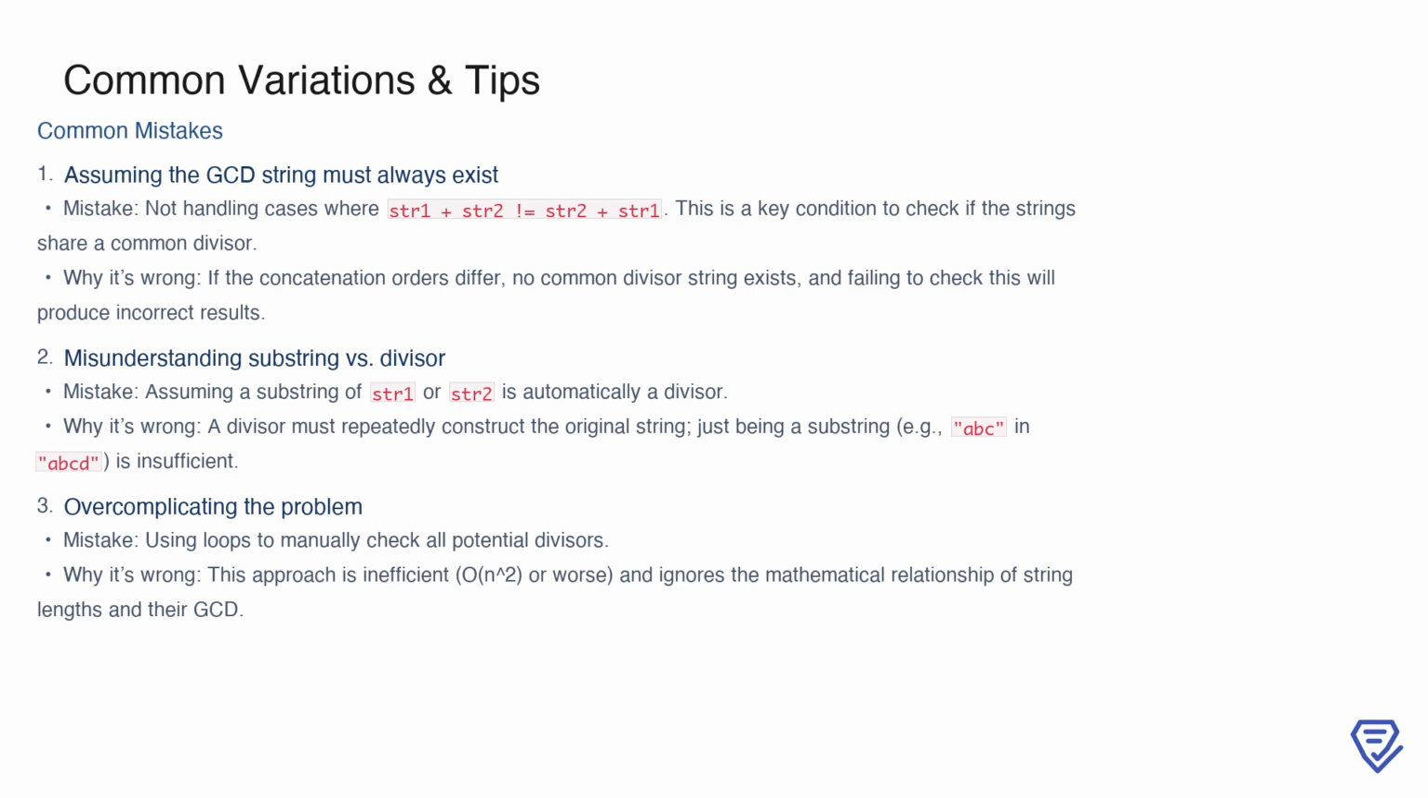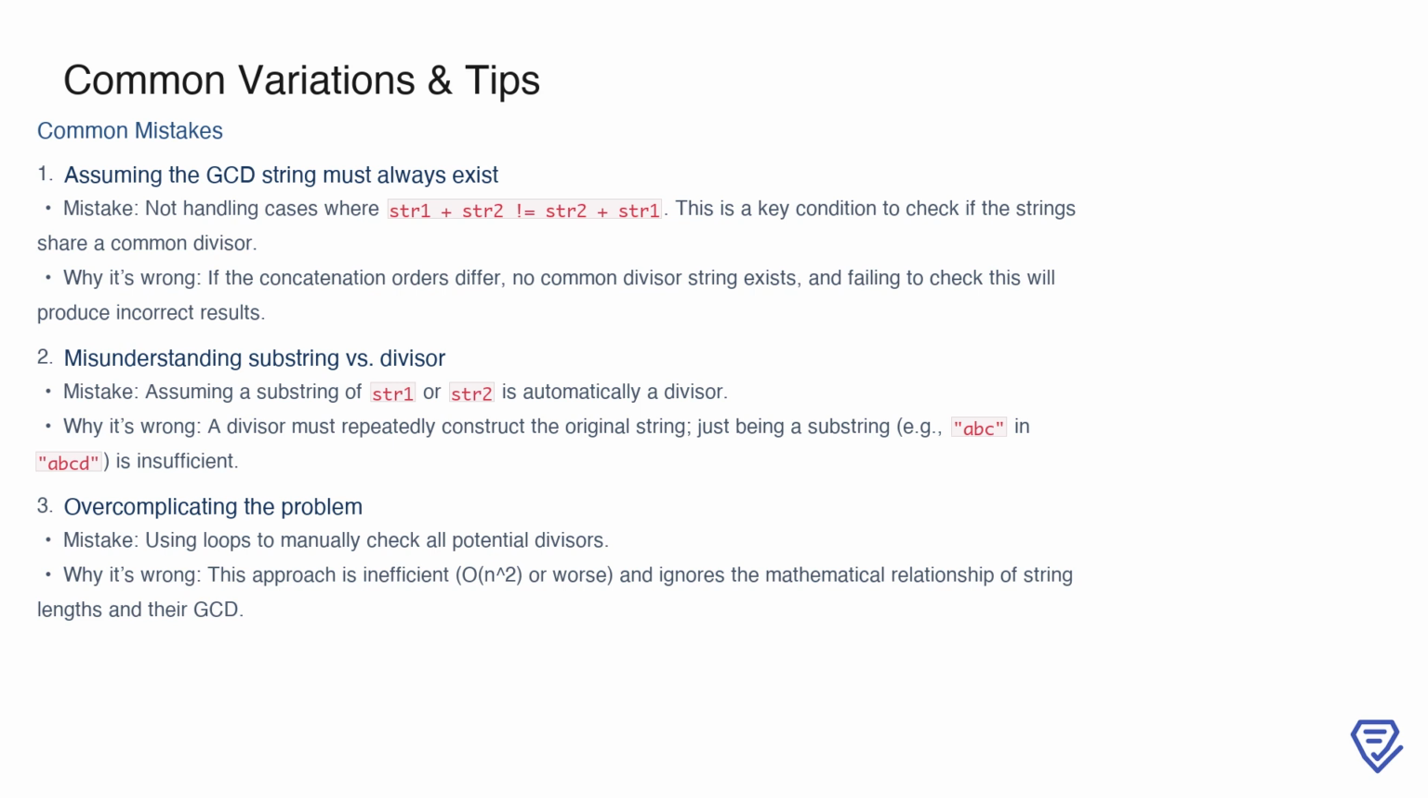When solving this problem, there are some common mistakes to watch out for. First, many people assume that a greatest common divisor string must always exist. However, this is not true if the concatenation order of the strings differs. Specifically, if str1 plus str2 is not equal to str2 plus str1, there can be no common divisor. Failing to check this condition will lead to incorrect results.